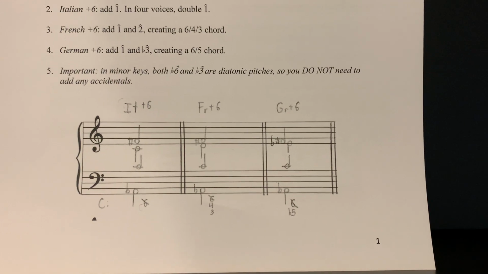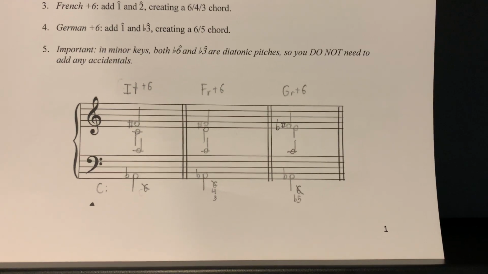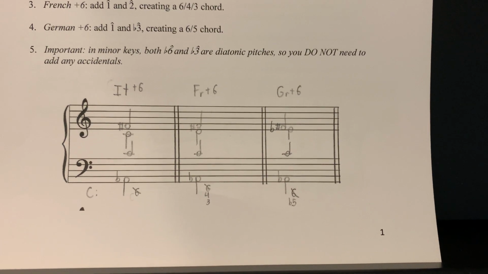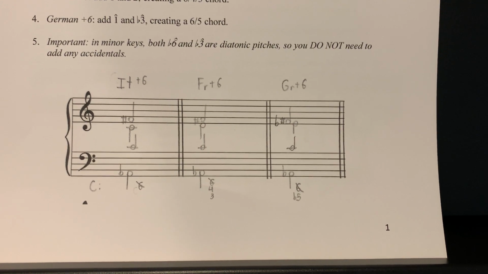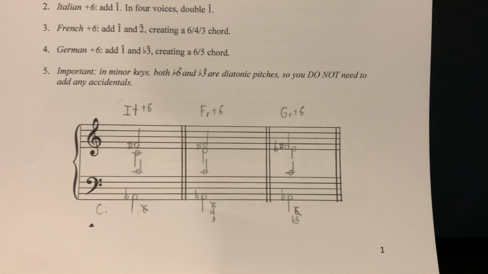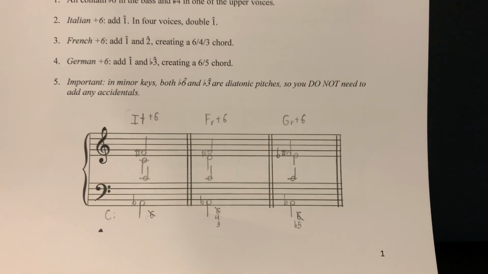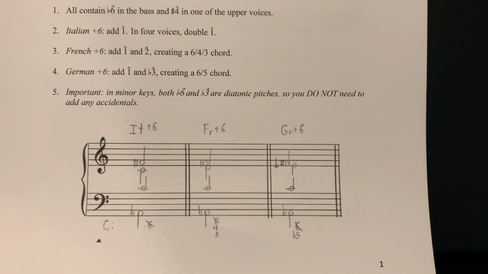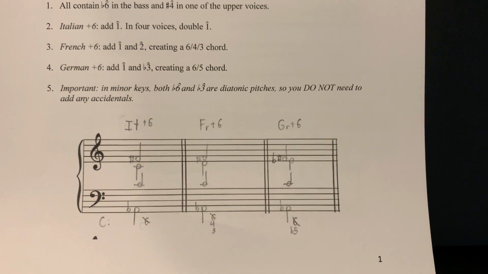Again, I actually kind of like that method for spelling these. If I'm writing the French Augmented 6th, I start by getting the Augmented 6th interval, and then I know that above the bass there's going to be a 3rd and a 4th, and I'm done. It's actually a lot faster than finding the scale degrees. But you'll get the same answer no matter what.